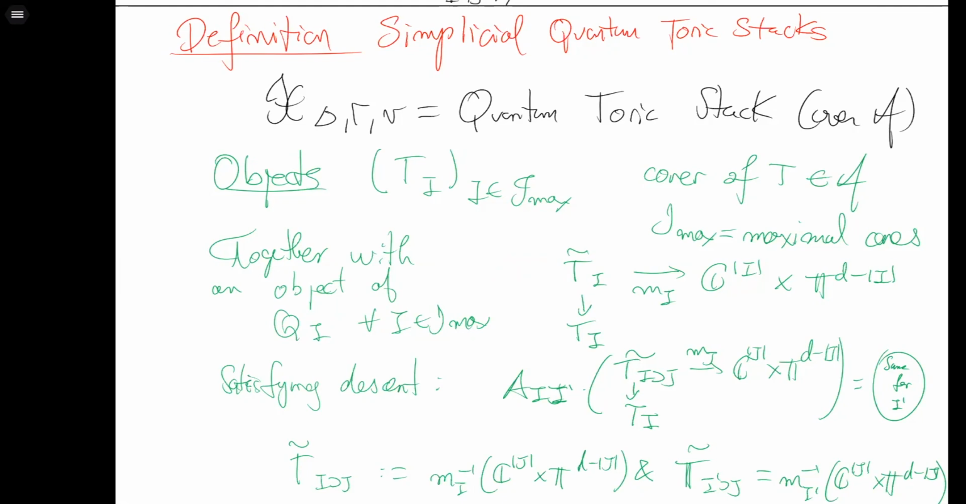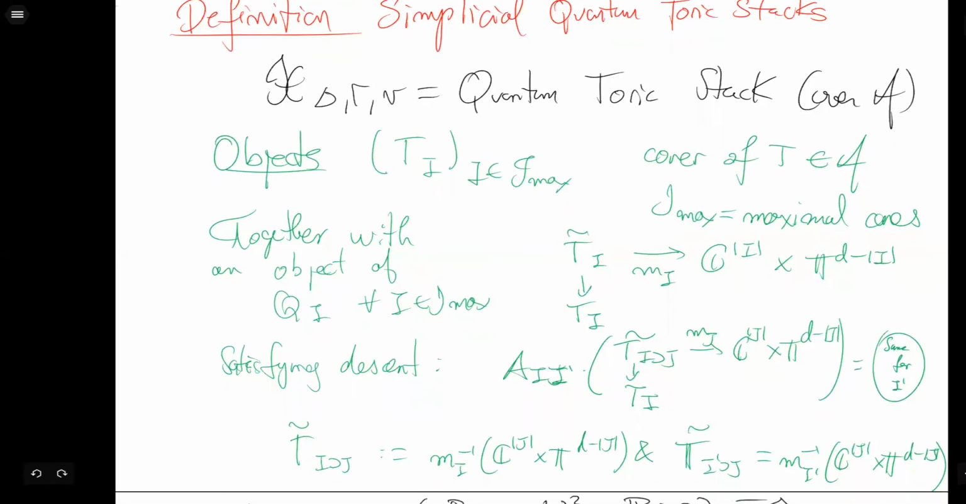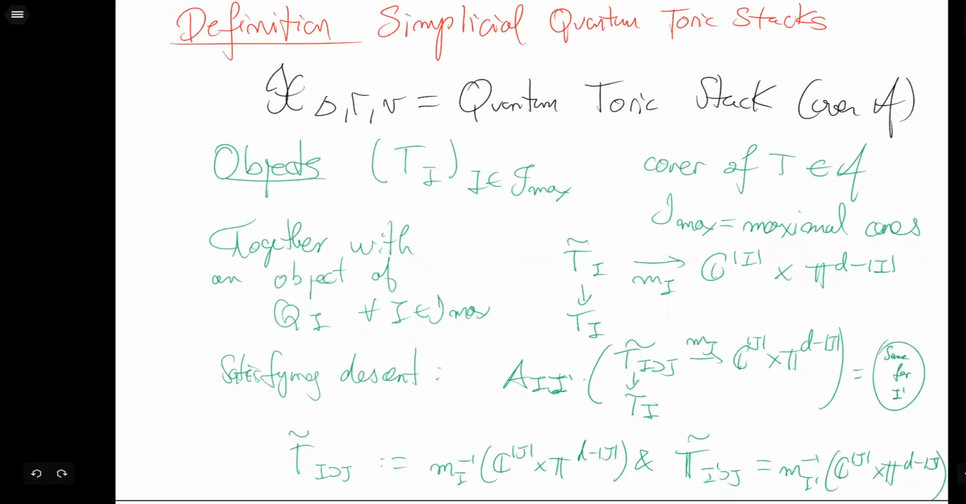In any case, we had all those Q's and the descent datum, and with them, I can produce a category fibered in groupoids over A that is moreover a stack over A. And the objects of this category are these, for every I maximal.